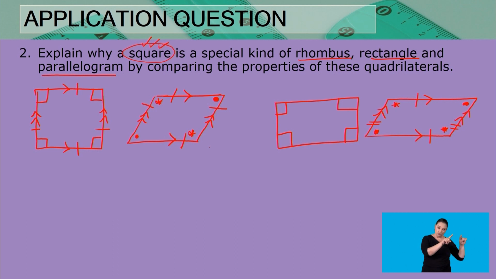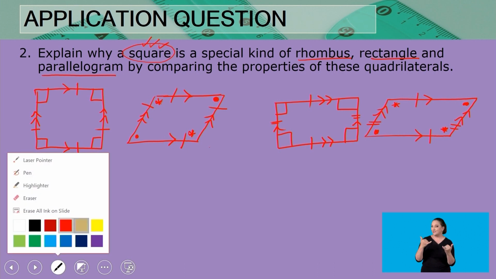So let's look at the rectangle. The rectangle also has 90 degrees as all of the angles. It has the opposite sides equal. It has the opposite sides parallel as well. But what makes the square now also a special rectangle? We've looked at the sides, we've looked at the angles. Let us now look at the diagonals.